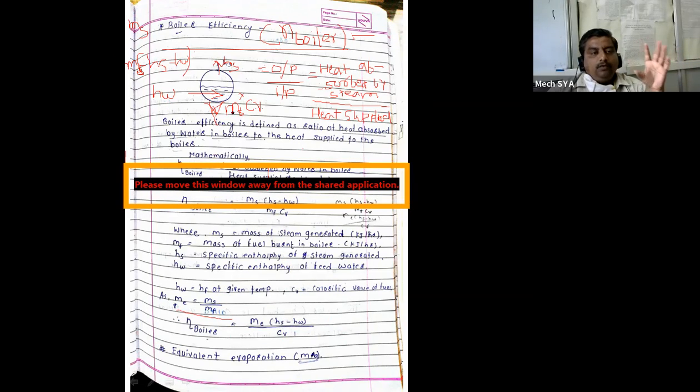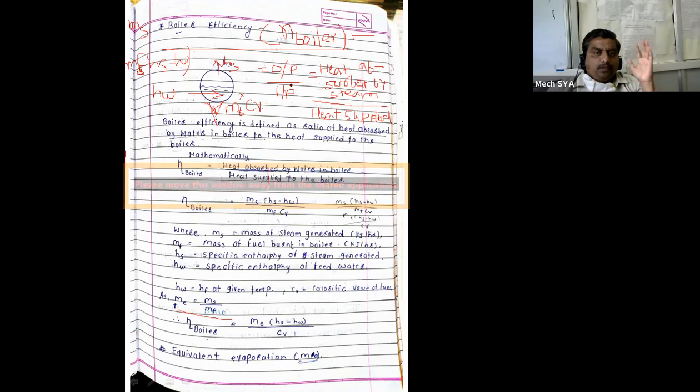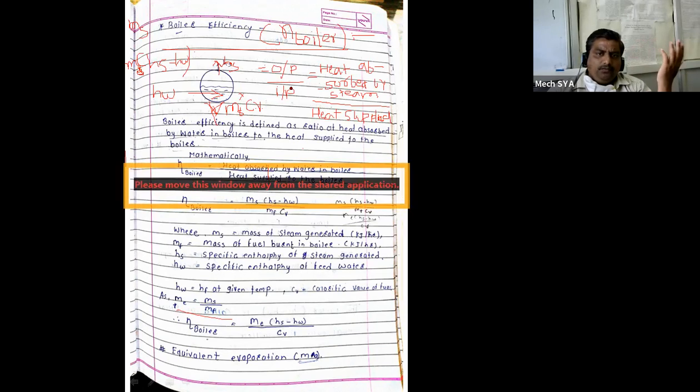Okay, so now again I will tell. Any efficiency can be defined as output upon input. Output of the boiler in terms of heat will be heat absorbed by water to convert into steam, or generally we call it heat absorbed by steam or heat absorbed by water. No problem, no issue, because that water only is converting into steam. So heat absorbed by the water in the boiler, or heat absorbed by steam in the boiler.